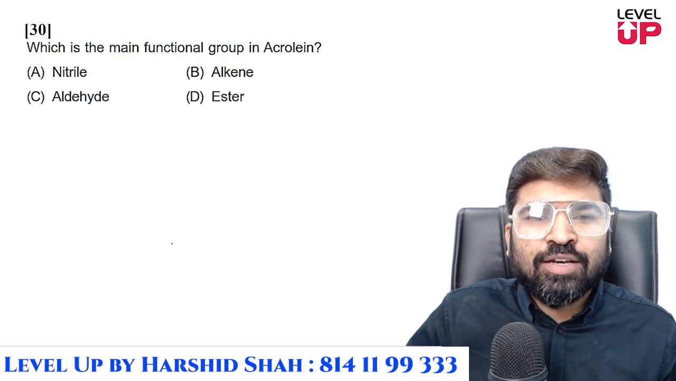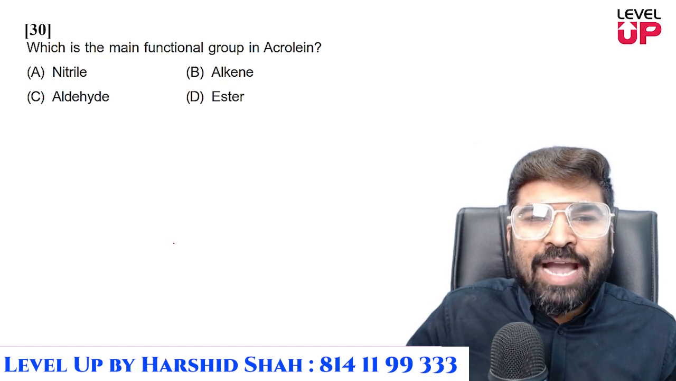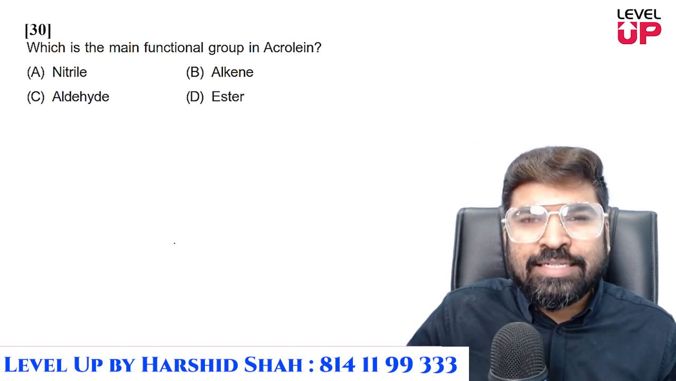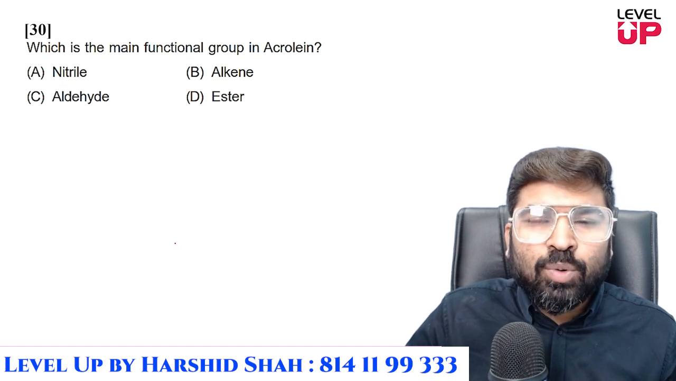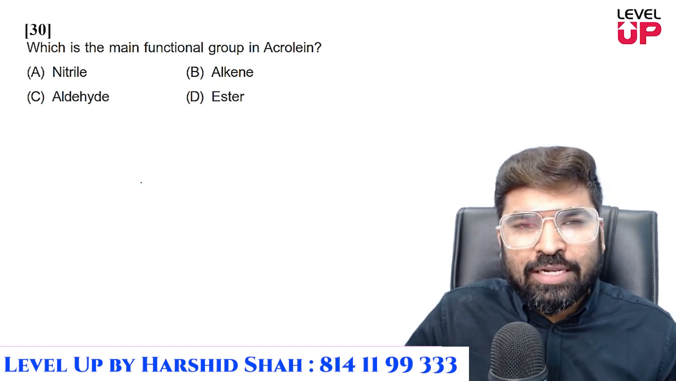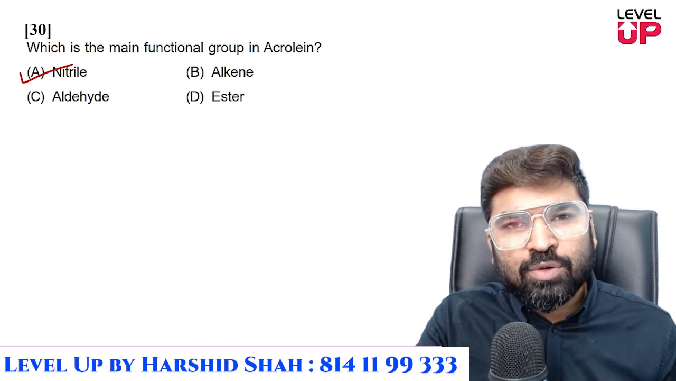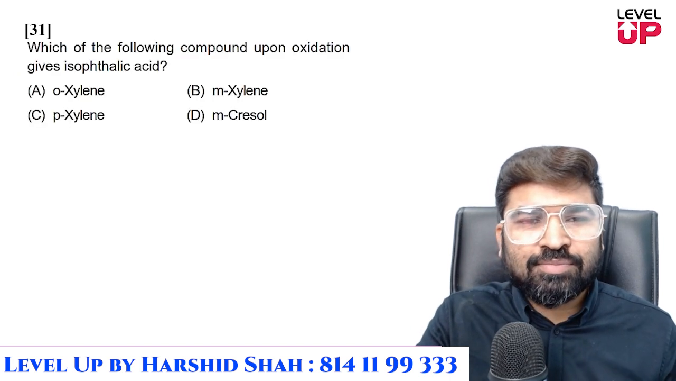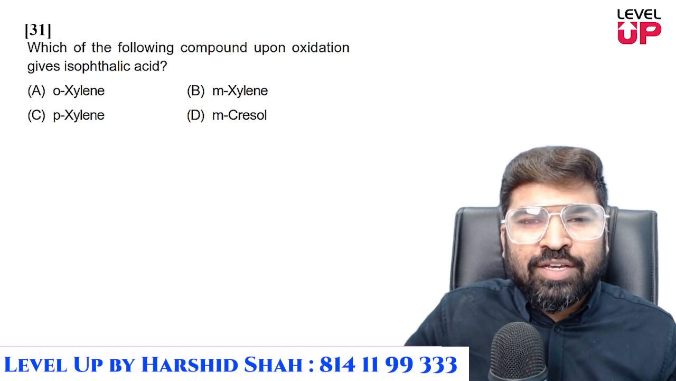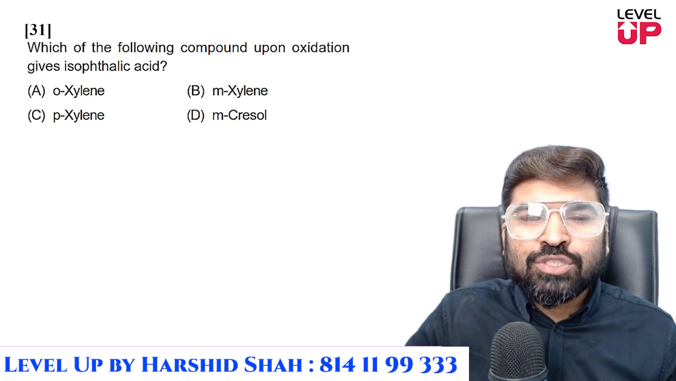मजेदार। Which is the main functional group of acrolein? Acrolein is what? Prop-2-ene nitrile. So it's a nitrile group. Acrolein is a compound, right? Vinyl cyanide.